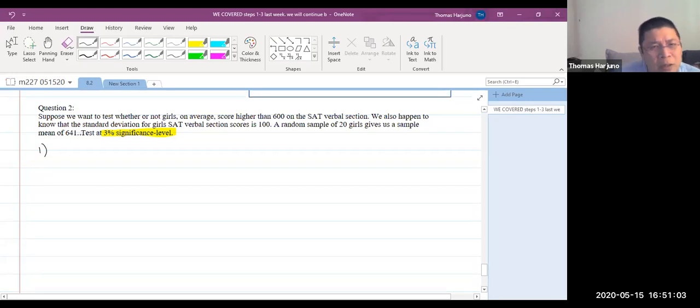Did I say it right? Significance level is only used in step 5 based on our procedure right now, the p-value method. We don't use significance level until step 5. But if we use the critical value method, then significance level is used in step 4. Right now, we use it in step 5. Okay, what's the claim?